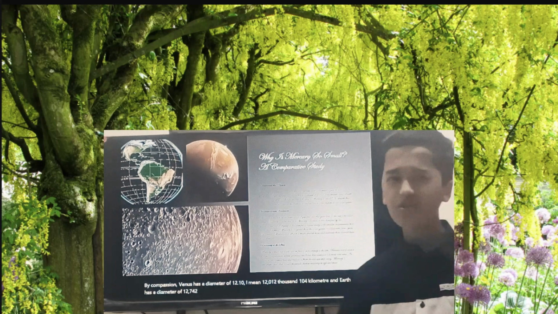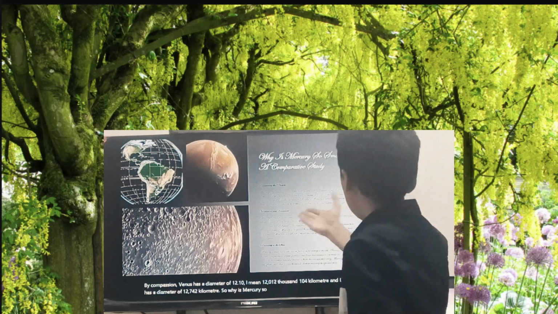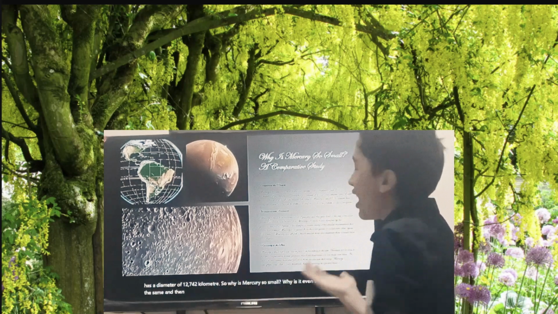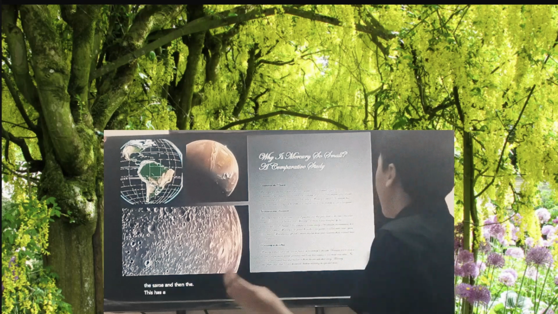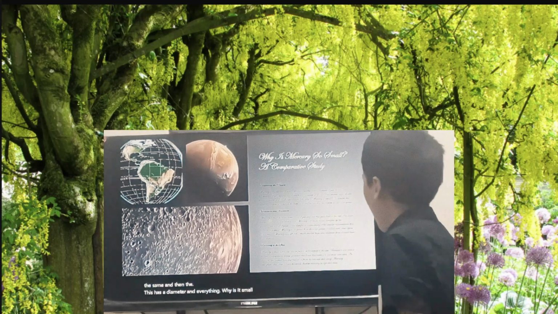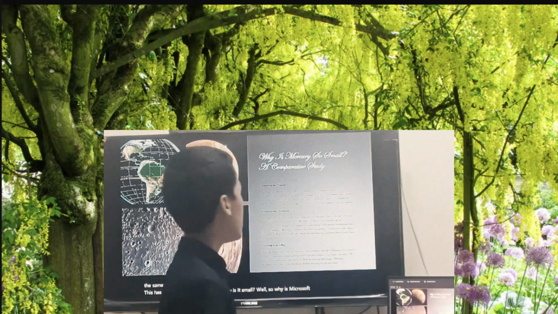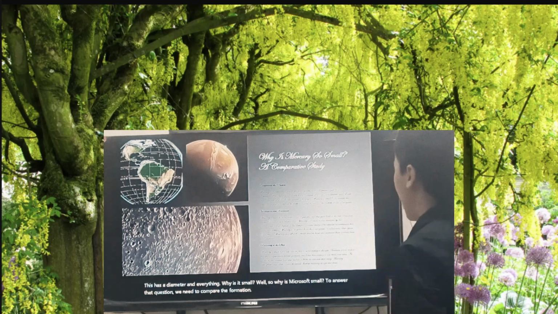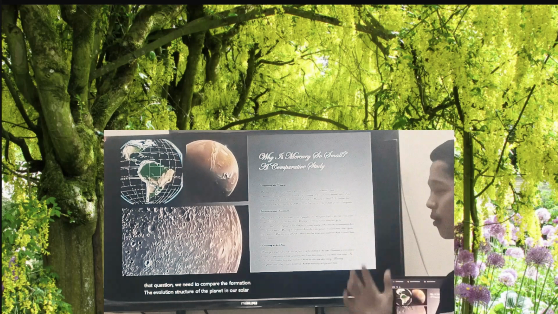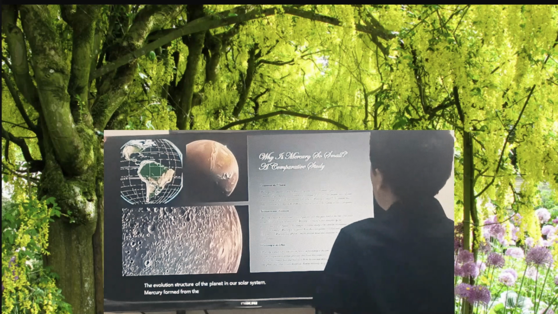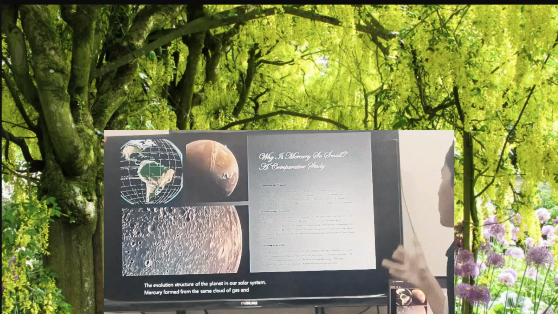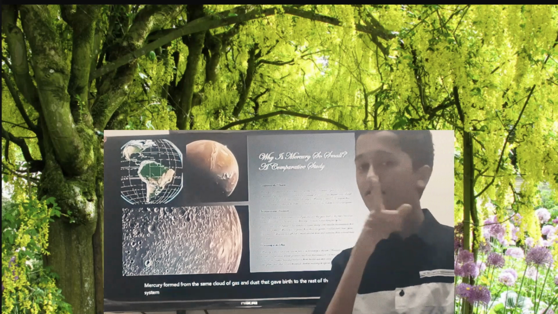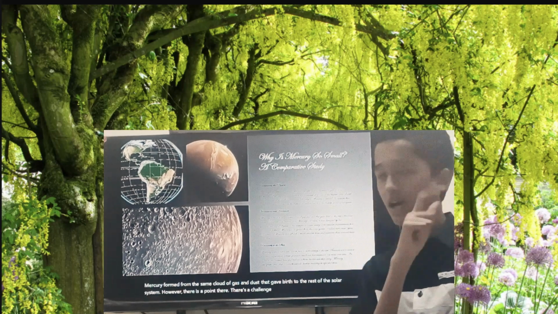So why is Mercury so small? Even though the size appears the same, and it has a diameter and everything, why is it small? To answer that question, we need to compare the formation and evolution of the planets in our solar system. Mercury formed from the same cloud of gas and dust that gave birth to the rest of the solar system. However, there is a challenge to it. There is a risky task.